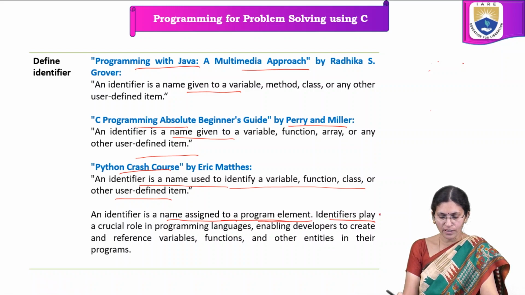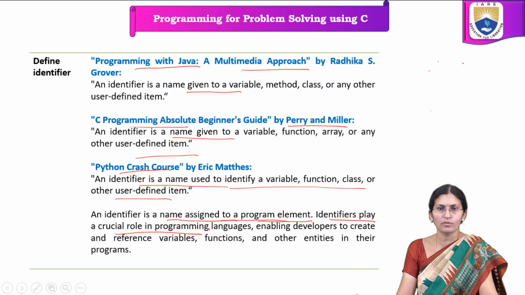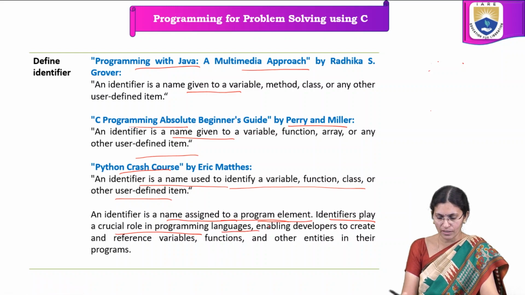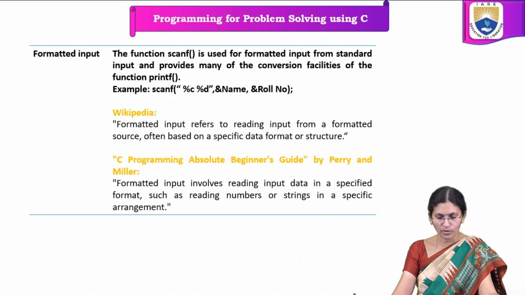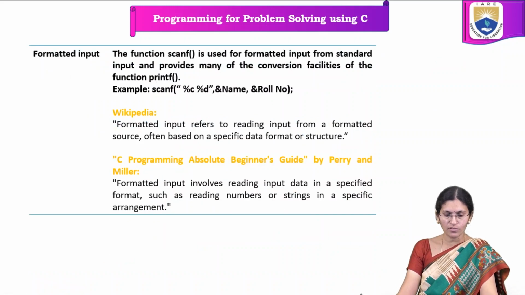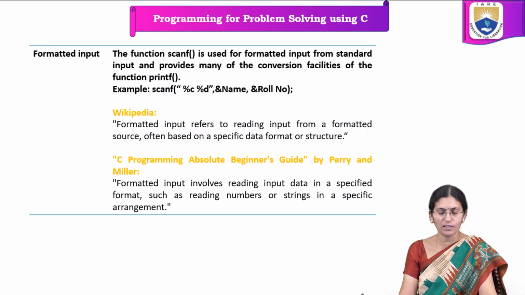So these identifiers play a crucial role. They play a very important role in programming languages, which helps developers to create and reference variables, functions and other entities in the programs. So thus identifier plays a very important role. Next one is formatted input. So what is formatted input?